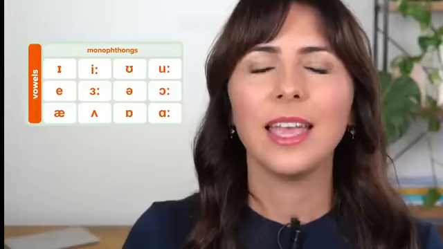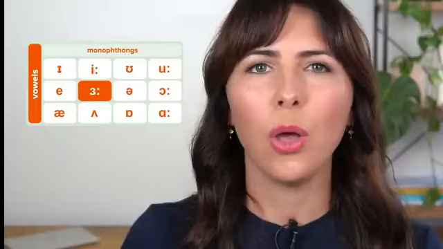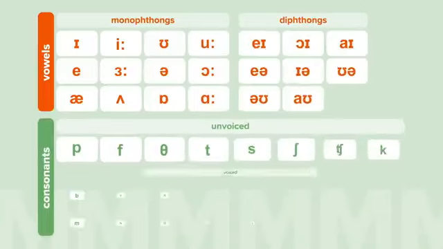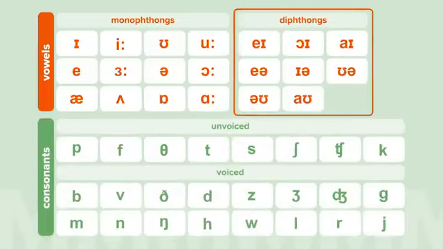The sounds with the two dots are long vowel sounds. E, oo, or, ah. This right side has the diphthong sounds.